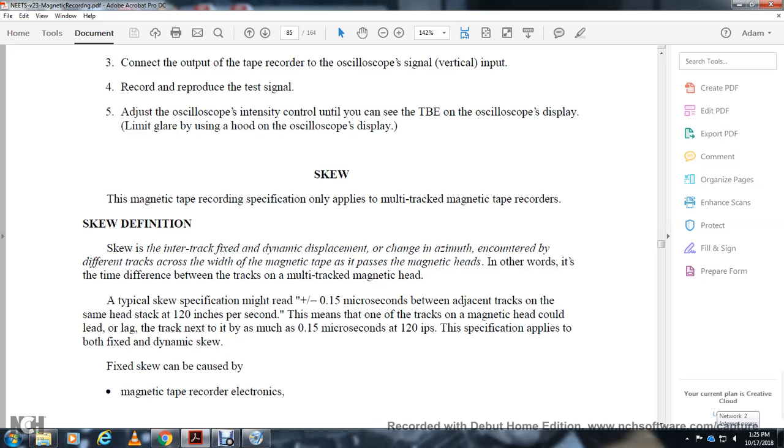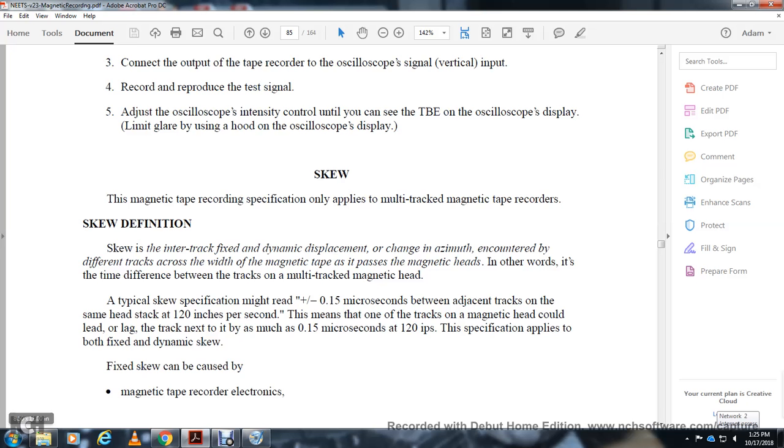In other words, the time difference between tracks with one track of magnetic head. A typical specification might read plus or minus 15 microseconds to cover the adjacent track with the same head at 120 inches per second. That is, one track with magnetic head can lead or lag the track next to it by as much as 15 microseconds at 120 inches per second. This specification applies to both fixed and dynamic skew.